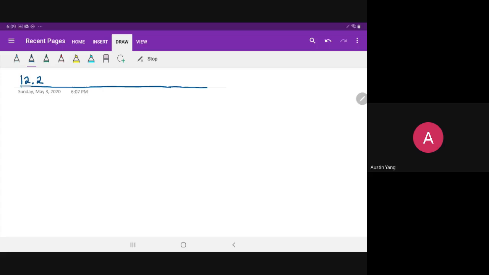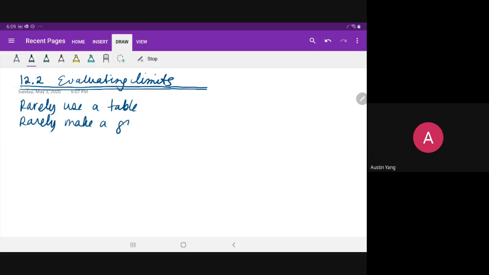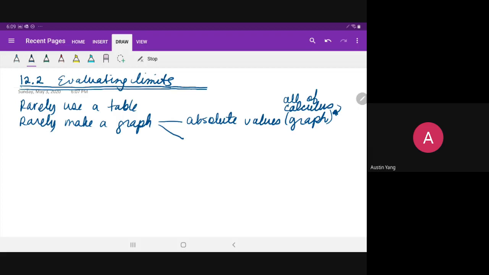Okay, so this is 12.2, and this is evaluating limits. I would say I rarely use a table. I rarely make a graph. But there are two situations where I do make a graph. Absolute values. Now that's throughout calculus. Okay. So this is all of calculus. If you ever see an absolute value, my recommendation is going to be to graph. Okay. And then the other time I make a graph is if I have a piecewise function. Sometimes I make a graph. But actually, I personally don't usually use a graph, but most people use a graph.